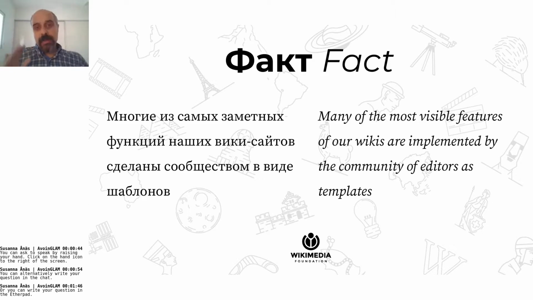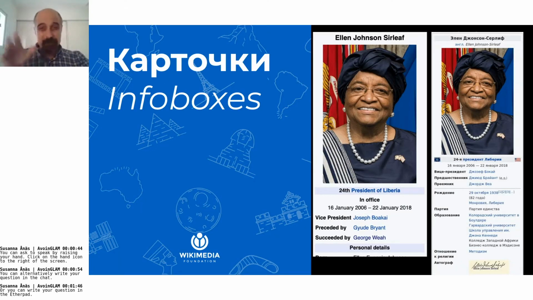The general idea is that many of the most visible features of our wikis are implemented by the editor community of each wiki, and they're implemented as templates. Also as modules. I'm mostly going to speak about templates, but templates and modules essentially go together for most things. Some famous examples of templates are Infoboxes, and you can see here examples of an Infobox about the same person in the English Wikipedia and the Russian Wikipedia.